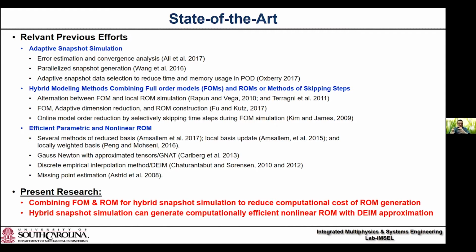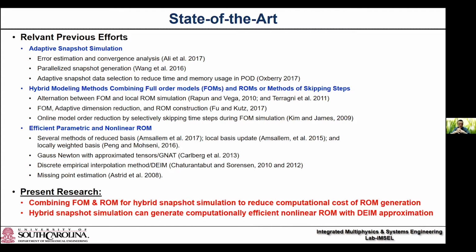And the last category, which is an even broader category, is efficient parametric and nonlinear ROM. Parametric means that you have a reduced model within a high multi-dimensional parameter space. You want to cover the entire parameter space. In other words, your reduced model is parameterized. Several methods have been proposed to address that problem, like reduced basis, local basis update, and locally weighted basis. And the second challenge, as I mentioned in the previous slide, is the nonlinear reduced model, which in general is not computationally efficient. To address that issue, a lot of approaches, for example Gauss-Newton with approximated tensors, DEIM (discrete empirical interpolation method), and missing point estimation, have been proposed to specifically improve the computational efficiency of a nonlinear reduced model.